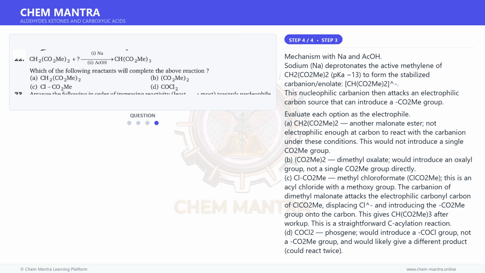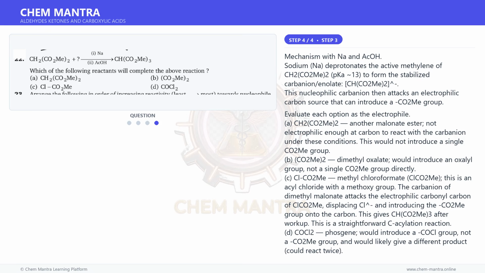C. Cl-CO2Me, methyl chloroformate, ClCO2Me, is an acyl chloride with a methoxy group. The carbanion of dimethyl malonate attacks the electrophilic carbonyl carbon of ClCO2Me, displacing Cl and introducing the CO2Me group onto the carbon. This gives CH(CO2Me)3 after workup. This is a straightforward C-acylation reaction. D. COCl2, phosgene, would introduce a COCl group, not a CO2Me group, and would likely give a different product, could react twice.